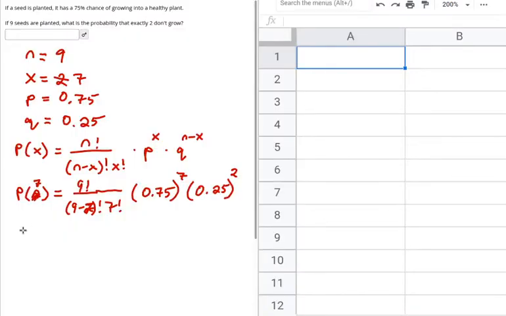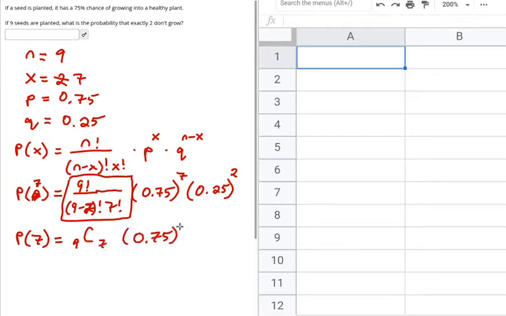Now, we have an alternative way to calculate this part. If you recognize this from maybe a previous section on counting, this is really just n choose r, or in this particular case, 9 choose 7. So I could instead call this 9 choose 7, and then multiply 0.75 to the 7th and 0.25 to the 2nd. Now let's see how to do nCr on the calculator.